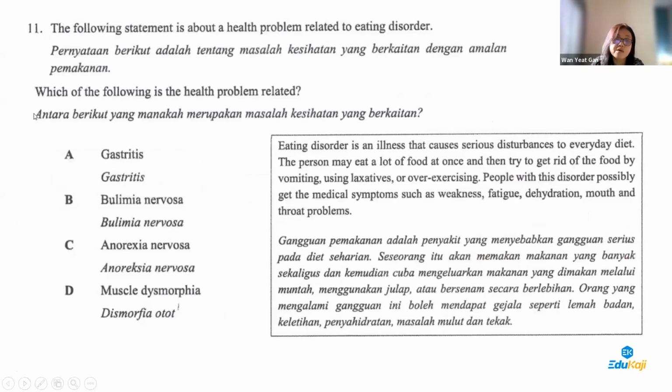Question 11. The following statement is about a health problem related to eating disorder. Which of the following is the health problem related? The person eats a lot of food and then after that she vomits. So this is a symptom of a condition called bulimia nervosa because she eats a lot and then vomits out the food, and she will have a lot of medical problems such as weakness, fatigue, and dehydration.